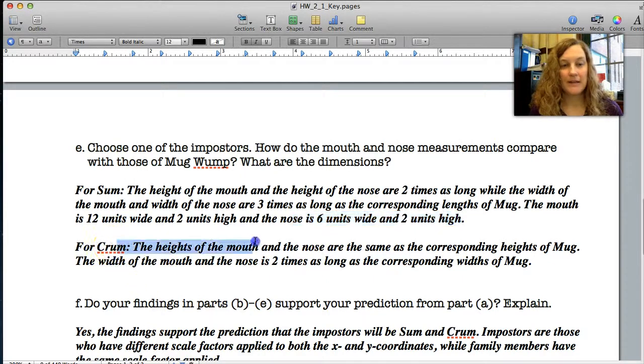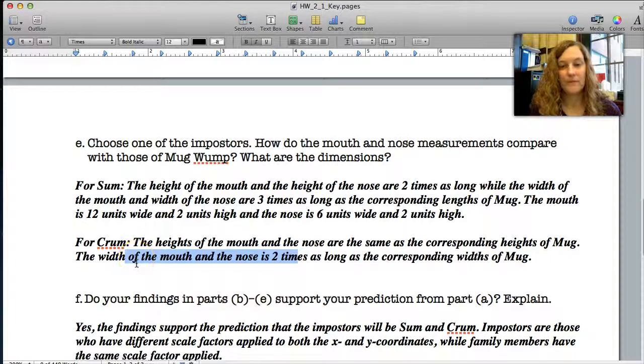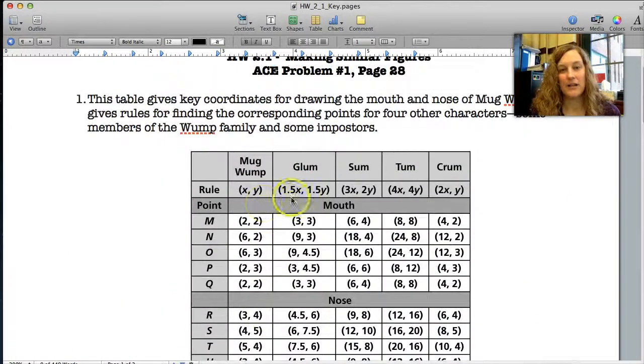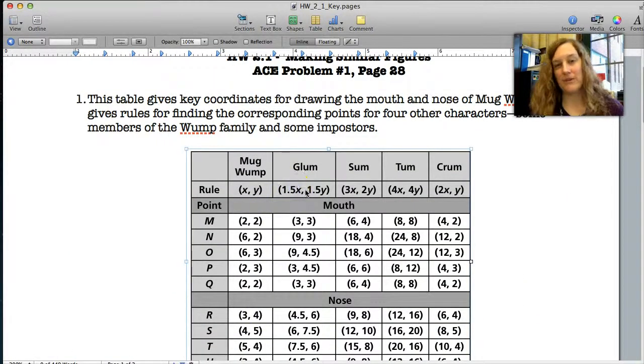Crumb, the heights of the mouth and the nose are the same because we didn't change the y values, but the width is 2 times as long because we did change the width. We multiplied all the x's times 2. So again, it's not similar because we didn't change the y at all, but we changed the x to make it twice as wide. Does this support our predictions? Yes. If we go back up and look, we can tell glum is going to be similar because glum is 1.5 times your x and 1.5 times your y. And tum is going to be similar because it's 4 times your x and 4 times your y, where sum and crumb are not, because they're not multiplying your x and your y by the same value. So it's a key concept for this course.